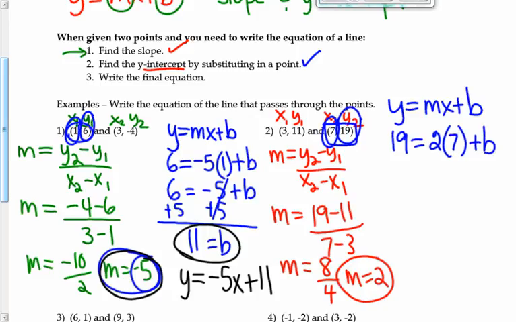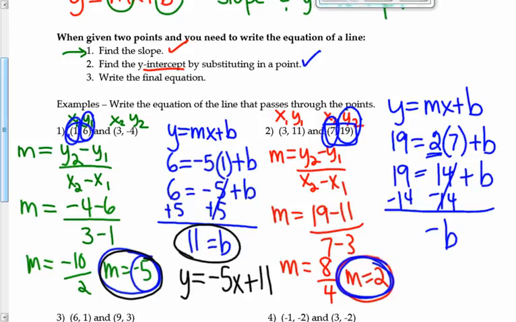See how I just found that slope of 2 right here? This number 2 is from here. I'm using that slope of 2 that I just found, and I'm already using it in my equation. So now I have 19 equals 14 plus b, and I'm going to subtract the 14 over, and I get b equals 5. So now I'm going to write my equation of my line, which is y equals 2x plus 5.